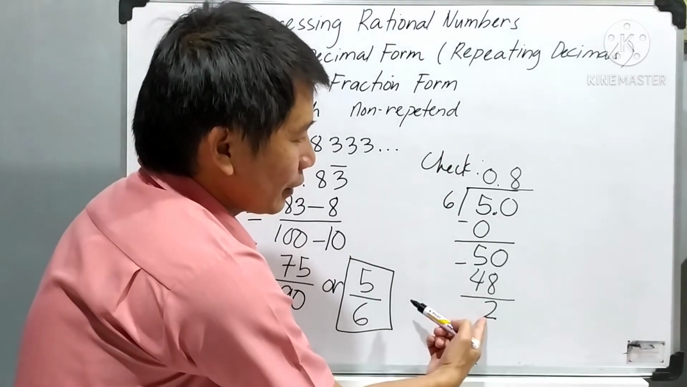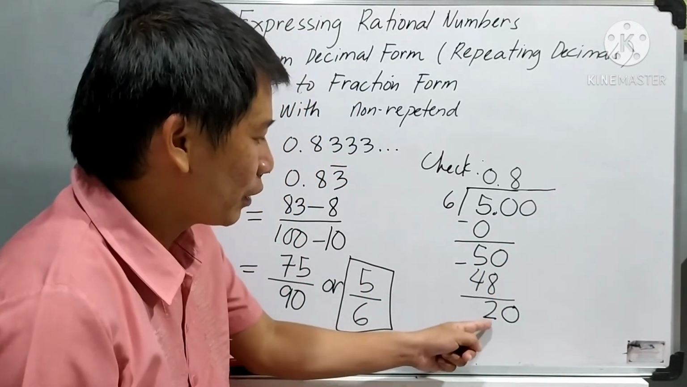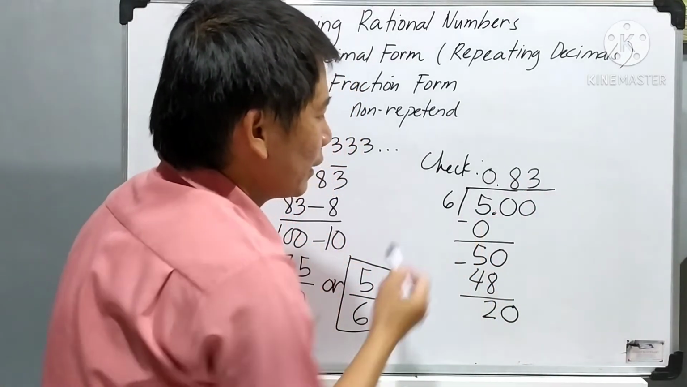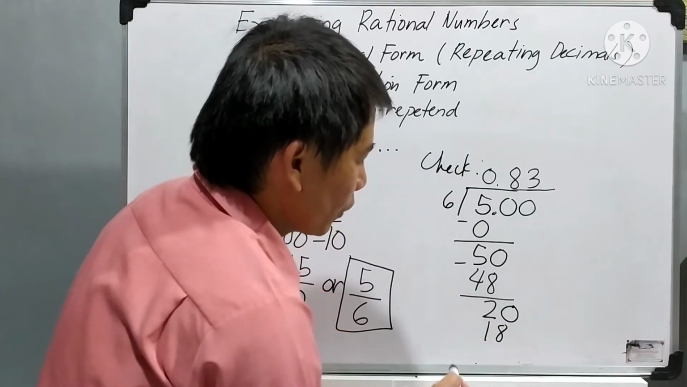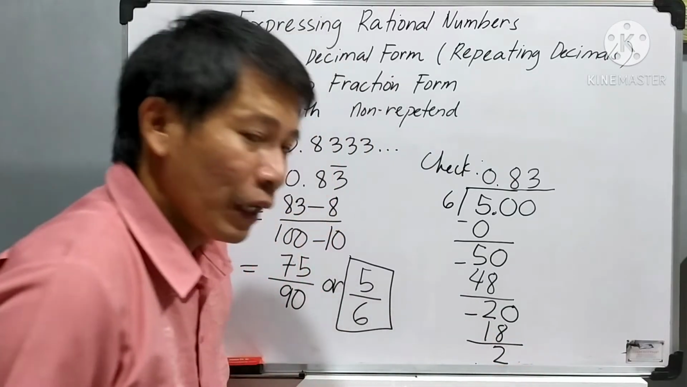So, continue dividing. Add 0 here. Bring down that 0. So 20 divided by 6 is 3. 3 times 6 is 18. Okay, subtract 20 minus 18. The answer is 2. What did you notice?